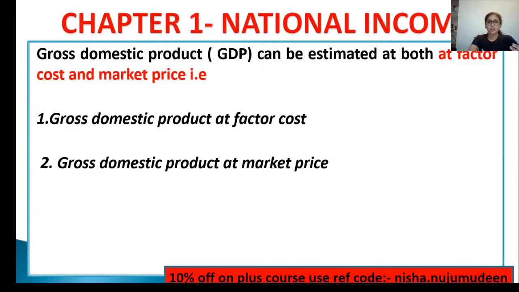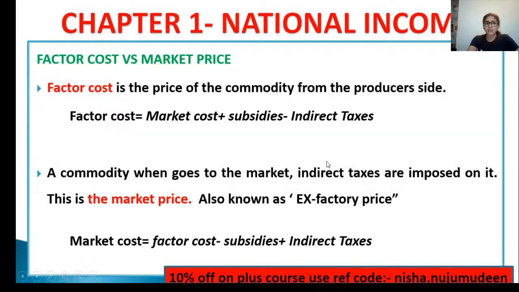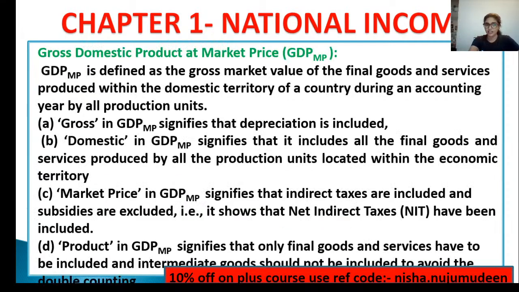Perfect. Now, we studied factor cost and market price, right? That is the producer's cost and the customer's cost. So now your GDP can be estimated or calculated at factor cost from the factory's point of view, and also at the market price where indirect taxes are involved. So you can just go through that. Factor cost is also called producer's cost, input cost, etc. And market price is called ex-factory price because they do consider the indirect taxes involved in that.